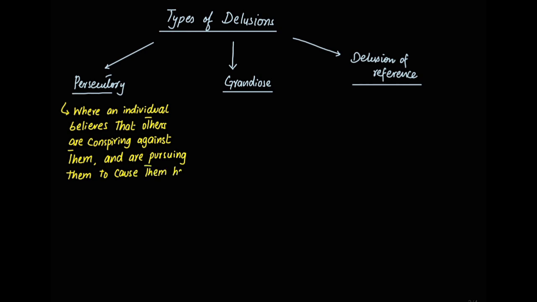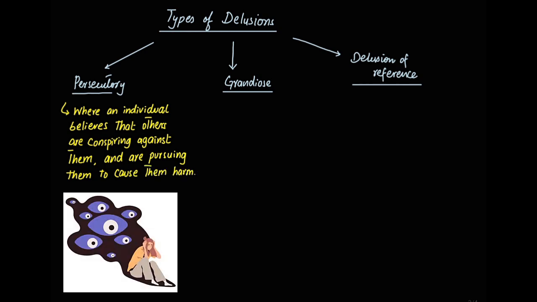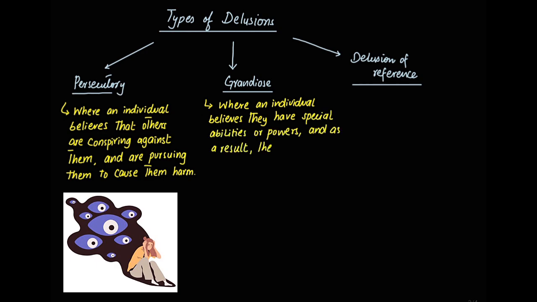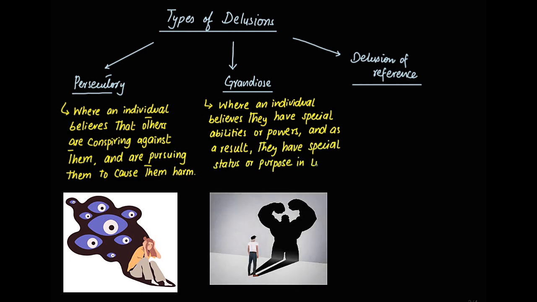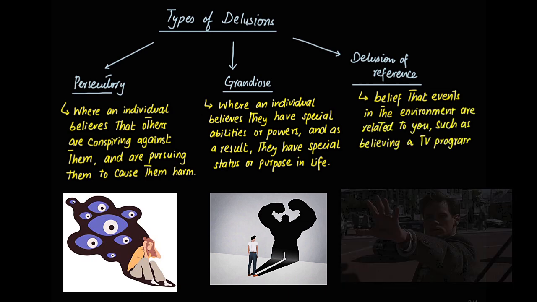Persecutory delusion basically refers to when an individual believes that others want to harm them, they are talking behind their back, they're conspiring against them. Grandiose delusion, on the other hand, refers to beliefs people hold when they think that they have special powers or abilities, and that therefore they have a special purpose in life. And then comes the delusion of reference, a belief that events in the environment are related to you, such as believing that a TV program is talking about you.